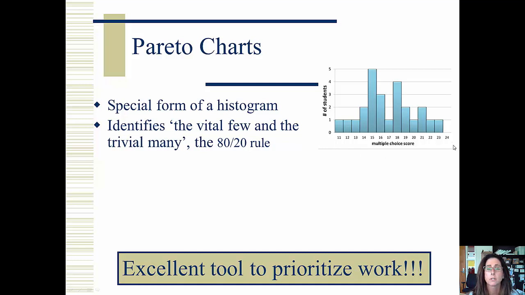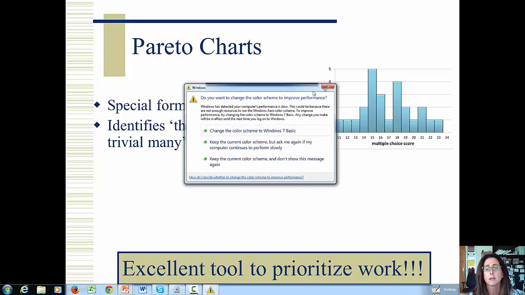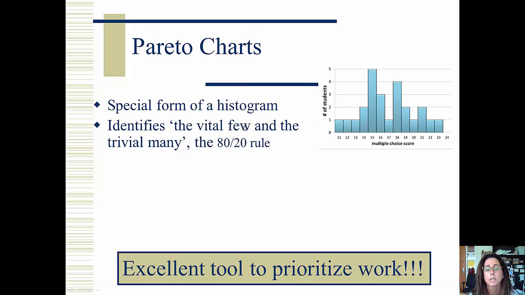These would be categories of types of problems, and then the y-axis would be the number of times each of those categories occurs. So we want to focus on solving the few categories that will resolve the most occurrences of issues. And so we call that the 80-20 rule. We want to get rid of 80% of the occurrences by solving 20% of the problems that cause those 80% of occurrences. And this 80-20 rule is roughly 80-20.